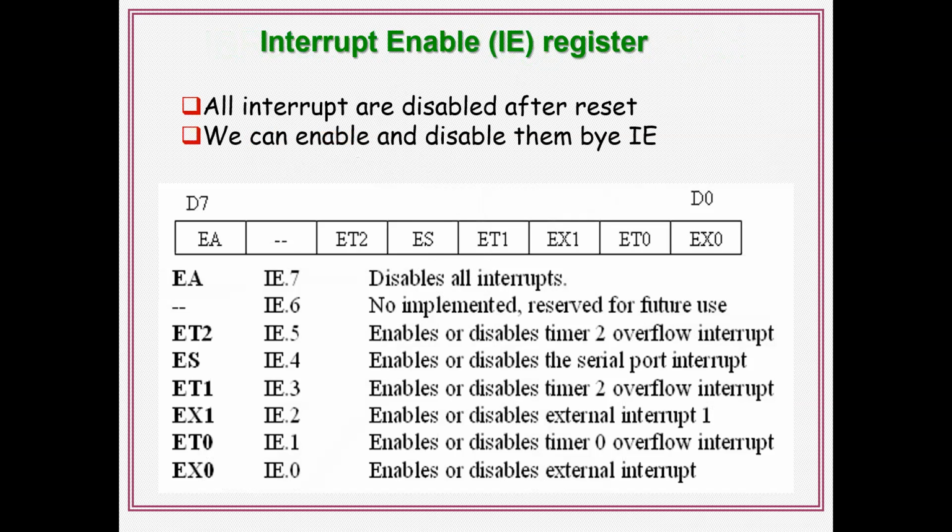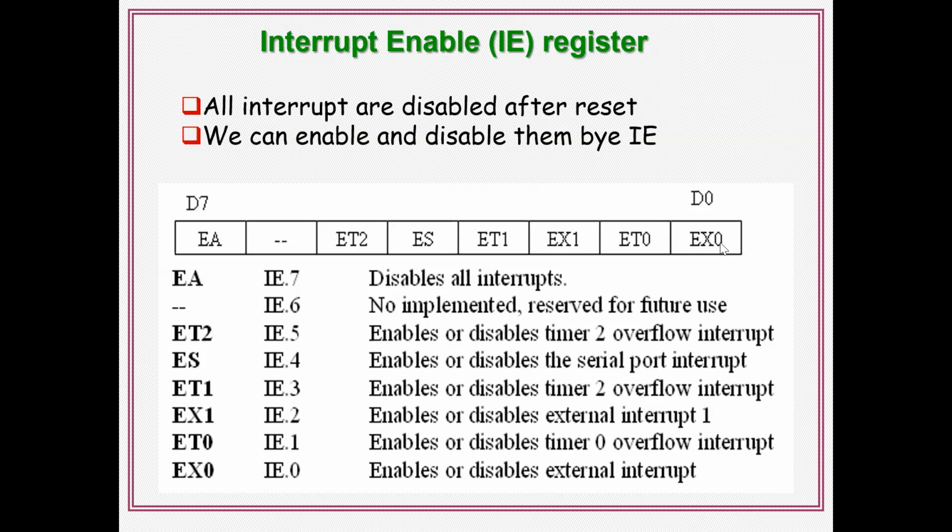Then, the interrupt enable register. All interrupts are disabled after reset. It is a note point. We can enable and disable them by using this interrupt enable register. If you observe this interrupt enable register, it is an 8-bit register. In that 8-bit register, only 6 bits are available. The remaining 2 bits are not implemented.